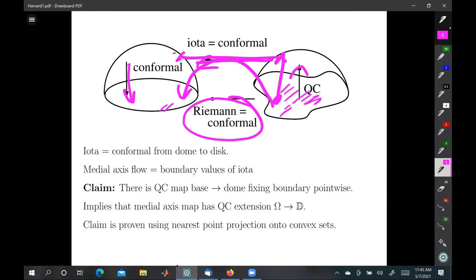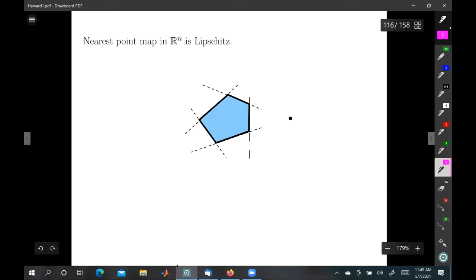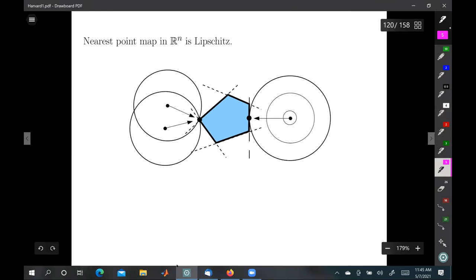Okay. Well, the answer is the nearest point projection on the convex sets. When we're in Euclidean space and you have a point not on a convex set, you can just expand a series of balls around that point. And you keep expanding until you hit. And that defines a mapping of any point onto the convex set. Now, it doesn't have to be a one-to-one mapping. You can have two points which both have a nearest point, which is a vertex. But this mapping is always Lipschitz. It's a pretty nice object.